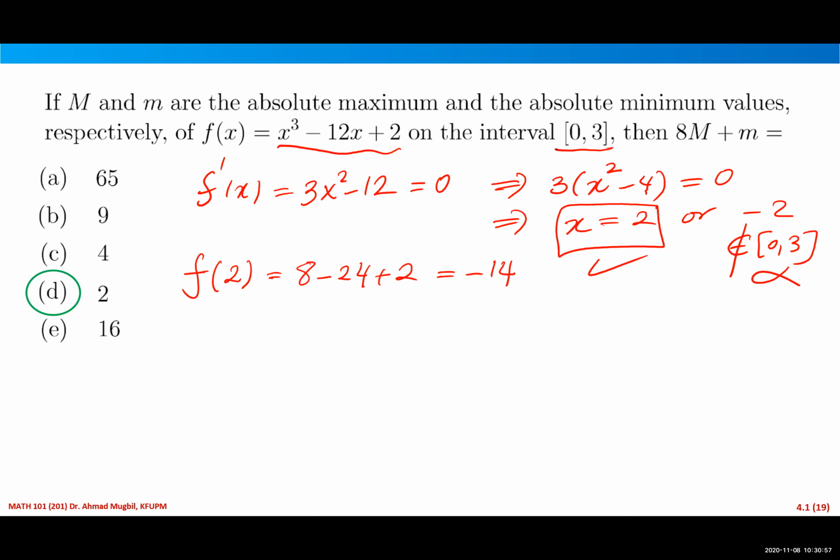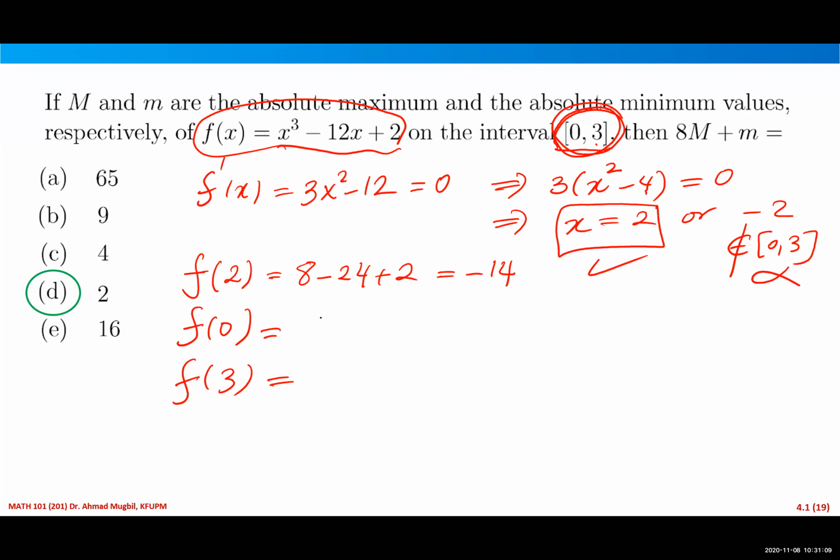Now we need to evaluate the function at the endpoints. So we need to find the value of the function at 0 and the value of the function at 3. Of the function, don't forget that, not the derivative, the function. At 0, it will be 0 minus 0 plus 2, which is 2. At 3, it will be 27 minus 36 plus 2, which is negative 7.